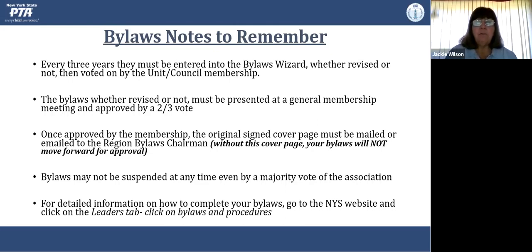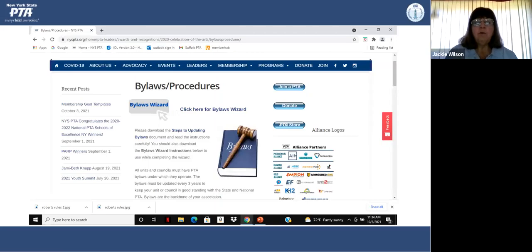And for detailed information on how to complete your bylaws, go to the New York State website, click on the Leaders tab, and then click on Bylaws and Procedures. And this is what you will see on that page. You notice the arrow pointing to the Bylaws wizard. That is where you will begin the procedure of renewing or revising your bylaws.